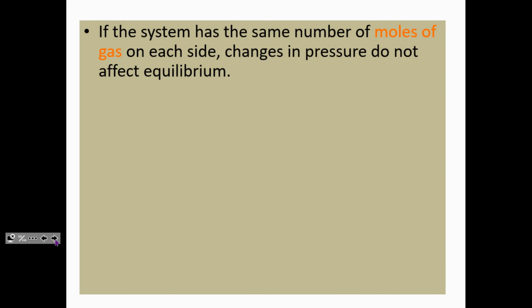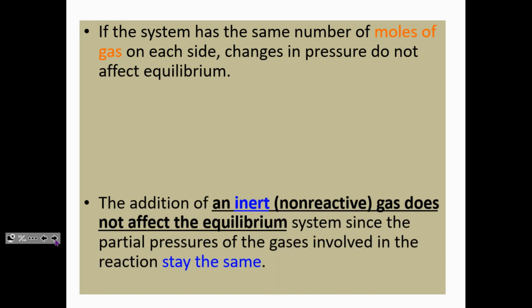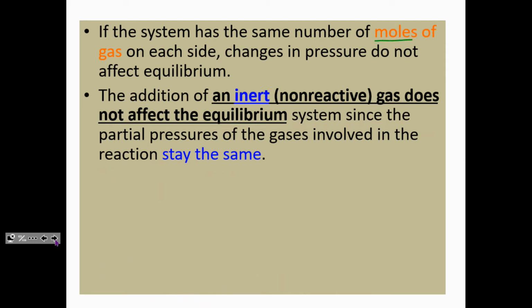So if the system has the same number of moles of gas on each side, pressure will not affect equilibrium. And so when we're looking at the moles, we're going to be looking at the coefficients. If we add an inert gas, it is not going to affect the equilibrium because the partial pressures of the gases involved in the reaction will stay the same. Inert gases generally don't show up in the reaction at all. So if we add one, it's not going to affect the actual reaction that's taking place.